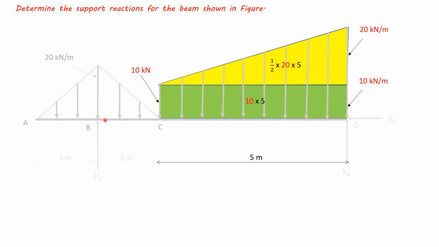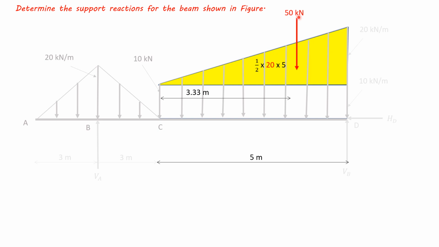Now simplifying this rectangular loading and this triangular loading, this is 10 and this is 10 and this will be 20. This is 10, so this will be 10 and this total is 30, so this remaining will be 20. Area of triangle will be half this 20 into this 5. Area of rectangle will be 10 into this 5.